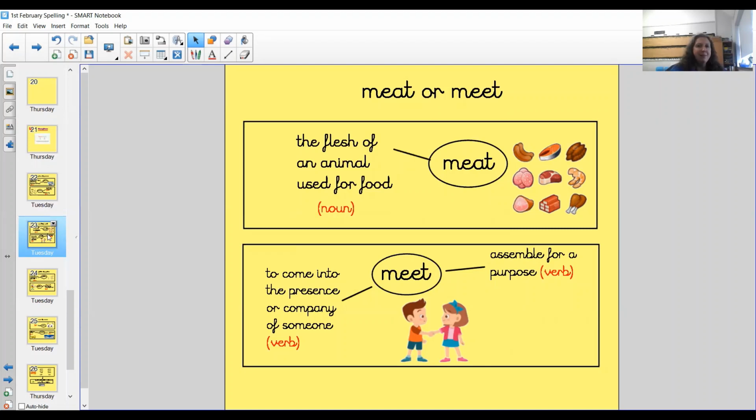Okay. Our next pair are meat or meet. So we've got meat, M-E-A-T, the flesh of an animal that's used for food. I've got some pictures of meat there to remind you. And we've got meet, spelled M-E-E-T, to come into the presence or company of somebody, or to assemble for a purpose, for example, a meeting.